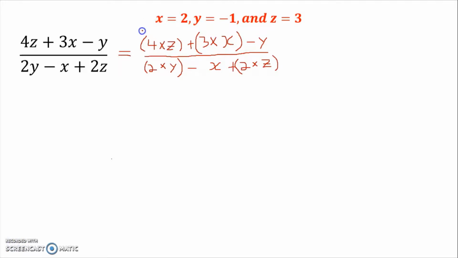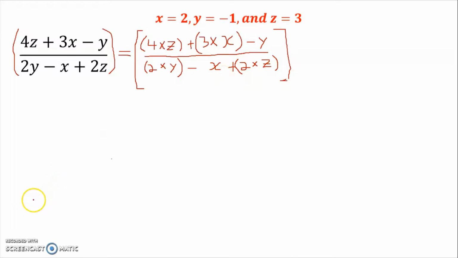And this here is the expanded form for this expression to the left here. So 4z is the same as 4 times z. 3x is the same as 3 multiplied by x. Then y, we carry over the y. 2y is the same as 2 multiplied by y. We carry over the minus x. And 2z is the same as 2 multiplied by z.